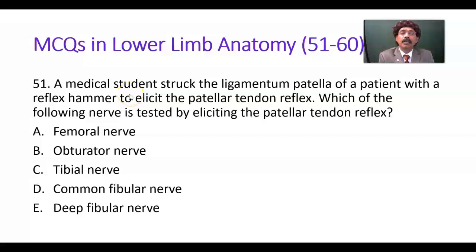Hello, my name is Dr. Dewan S. Raja. Today I will solve multiple choice questions in the lower limb anatomy from question number 51 to 60.